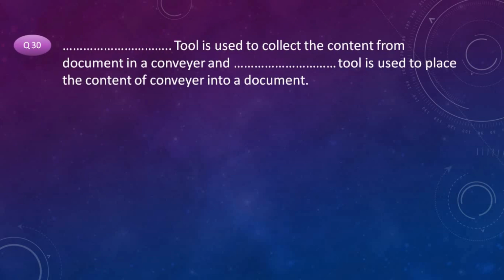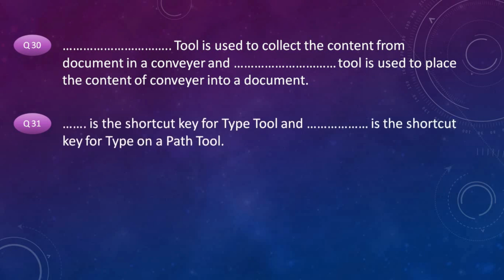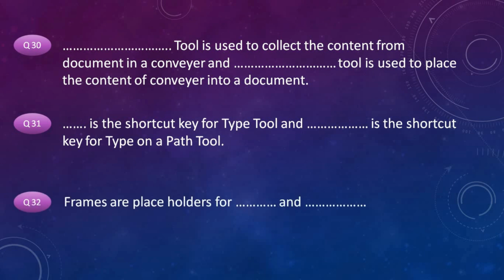Next question. Dash tool is used to collect the content from document in a conveyor, and dash tool is used to place the content of conveyor into a document. Dash is a shortcut key for type tool, and dash is a shortcut key for type on a path tool. Next question. Frames are placeholders for dash and dash.